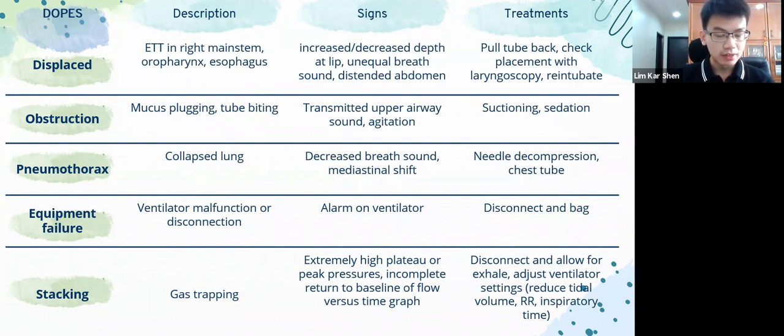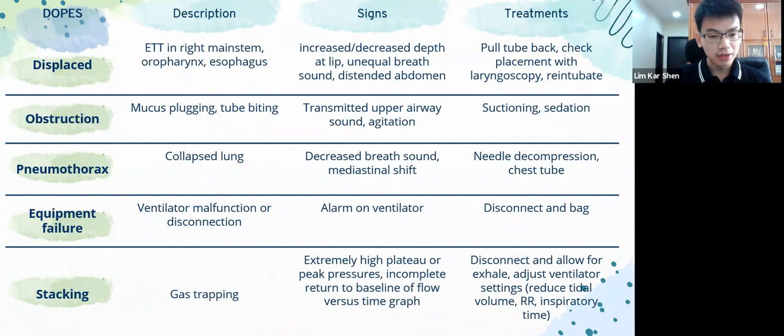Equipment failure, referring to ventilator function or disconnection. It can be detected through the alarm on the ventilator. Solution is to disconnect the patient from the ventilator and manually bag the patient while finding and solving the problem, and if necessary, change to a new ventilator.